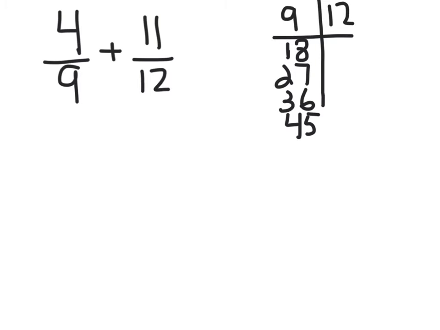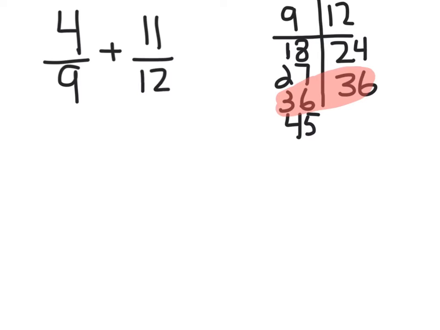12, I'm going to do 12 times 1 is 12. 12 times 2 is 24. 12 times 3 is 36. And I can stop there because at this point I have found a common multiple. And that common multiple is 36. So that is our least common denominator and also our least common multiple.